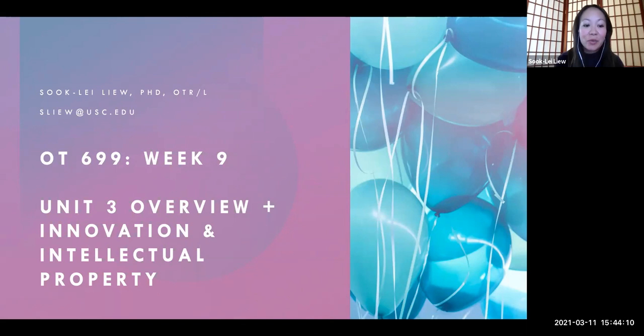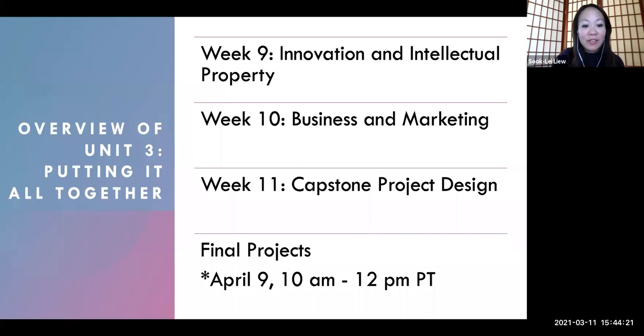Today, I'm going to give you a brief overview for Unit 3, which is our final unit of the class. And then I'll just talk briefly also about innovation and intellectual property. So in terms of our final overview, in this last unit, you're going to be covering innovation and intellectual property, business and marketing, and putting together a capstone project.